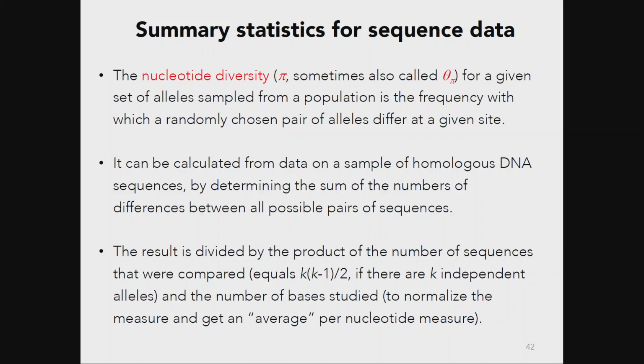And so what is this? For a given set of alleles sampled from a population, pi is the frequency with which a randomly chosen pair of alleles differs at a given site. We already actually had that definition yesterday. It goes back to May 1973.